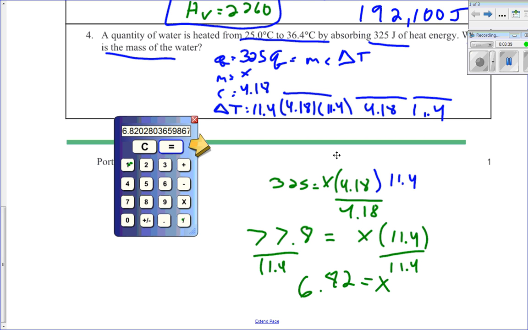We've solved for X, so after you solve for X, always go back to the problem, figure out what you were actually solving for. So we were solving for the mass of the water there, so that number should be expressed in grams. So we have 6.82 grams.